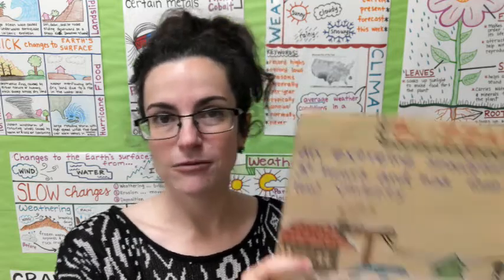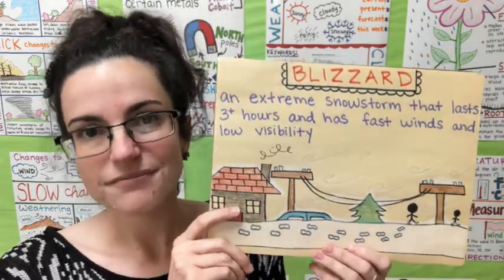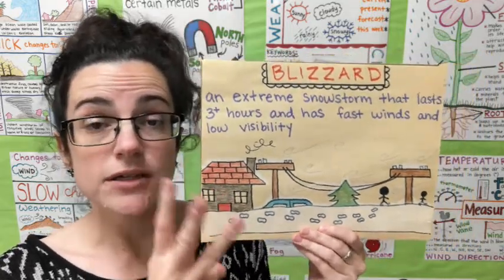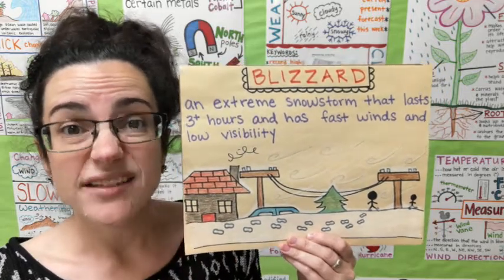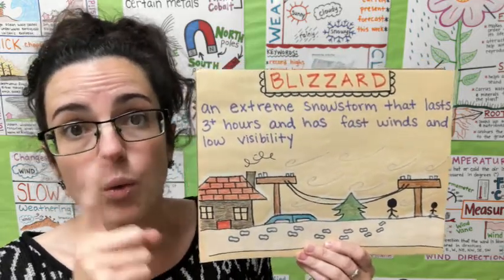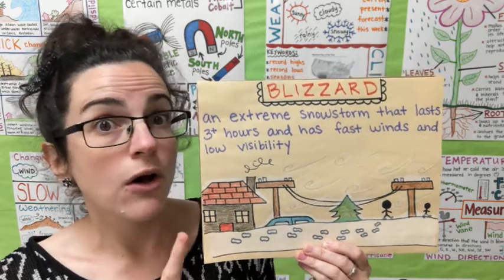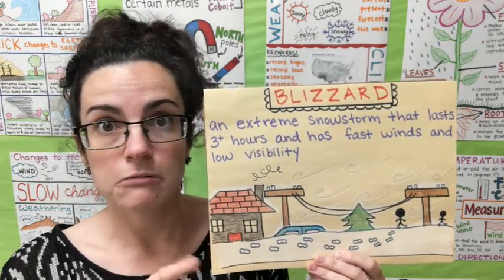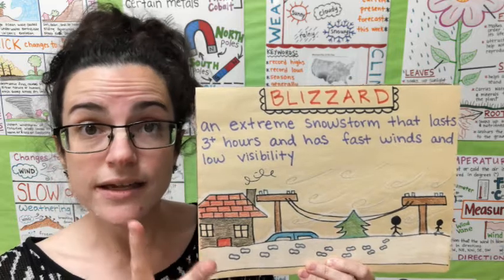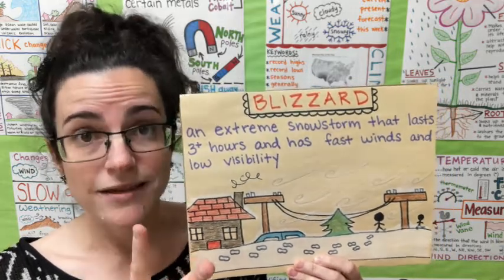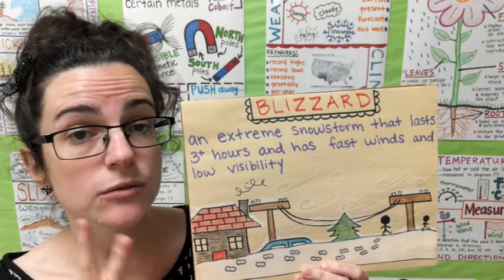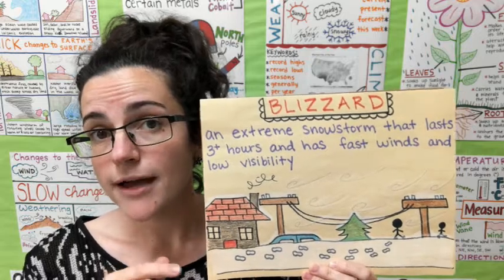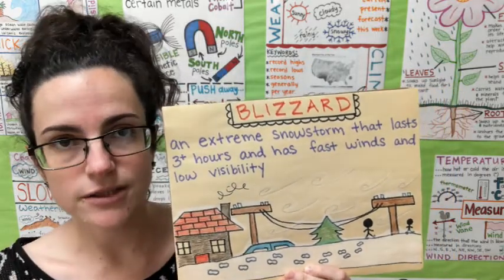And when we talk about blizzards, that is just an extreme snowstorm that has to have 3 conditions in order for it to be classified as a snowstorm. One of those conditions is how long this snowstorm lasts. It has to be 3 hours or longer. Woo, that's a long time. A second condition is wind and how fast those winds are blowing. For a blizzard, it has to be 35 miles per hour or faster.